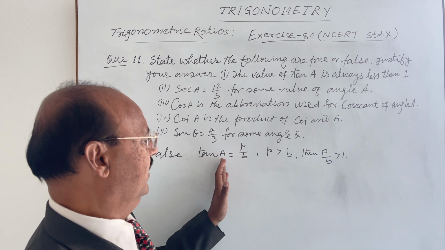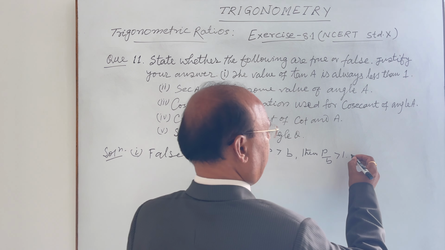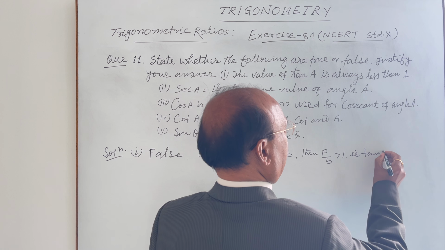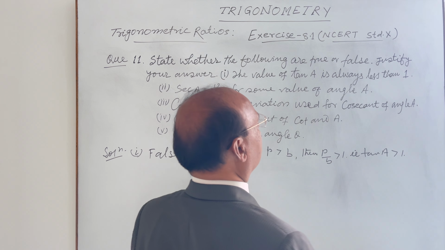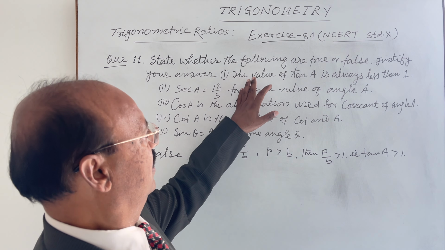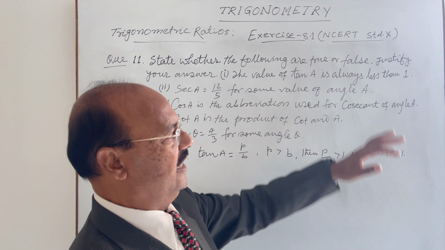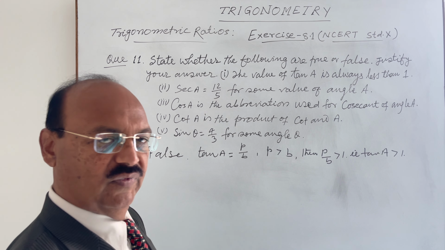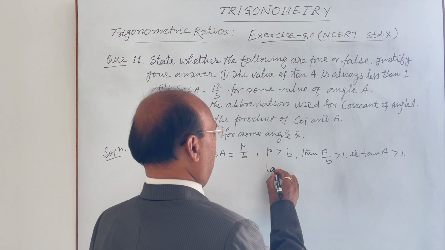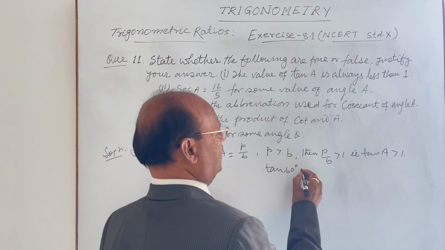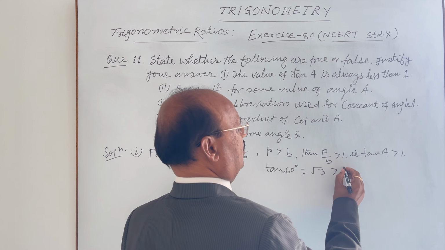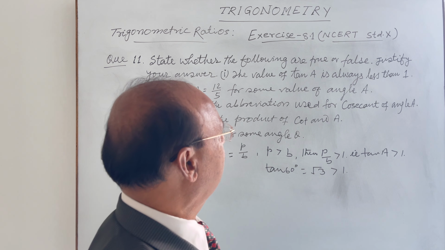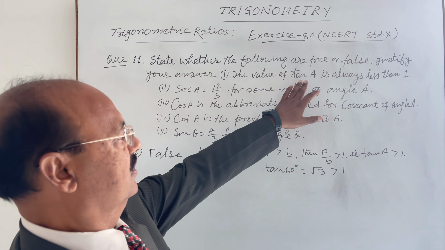It means tan A is greater than 1. So we cannot say the value of tan A is always less than 1. And suppose we take tan of 60 degrees, you know this is equal to root 3, and this is also greater than 1. So this statement is false.